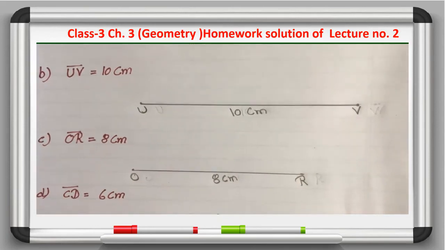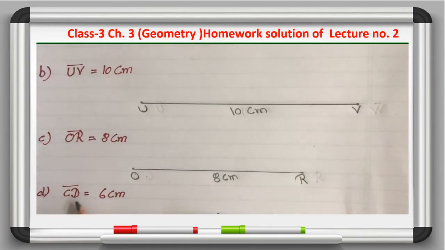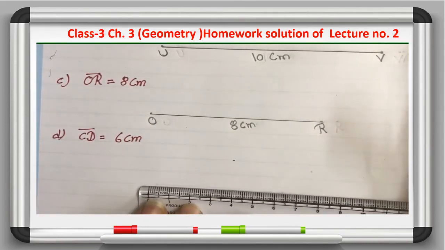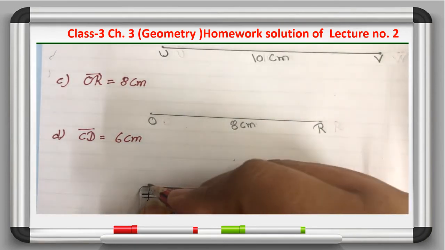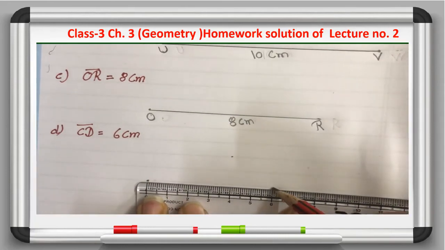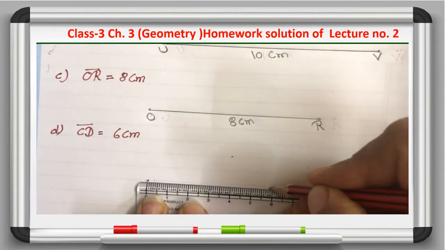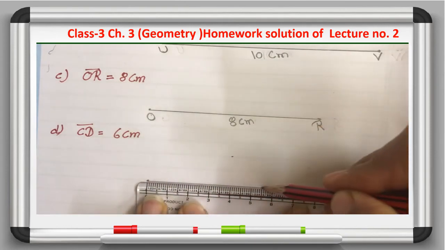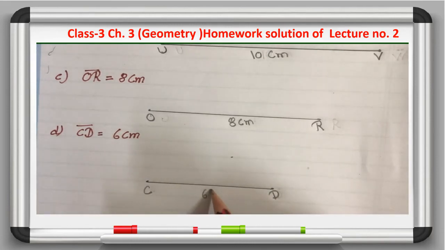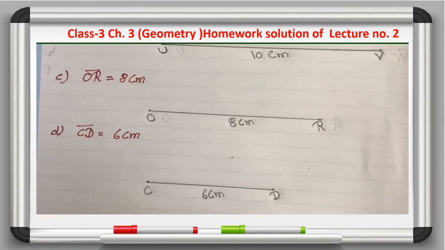Okay, now we have to draw line segment CD and the length of this line segment is 6 centimeter. So here we will place and press the scale. First dot at point 0 and another dot at point 6. Now we will draw this line segment from 0 to 6. Now we will name it CD, that is 6 centimeter. Understood beta, how we can draw the line segments?